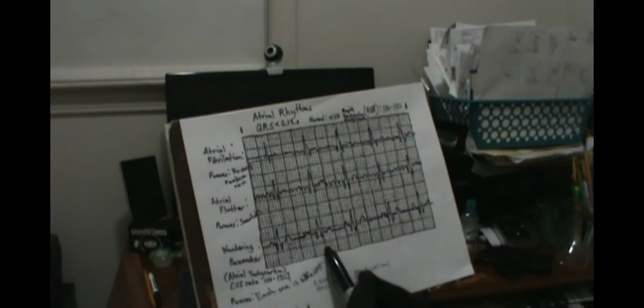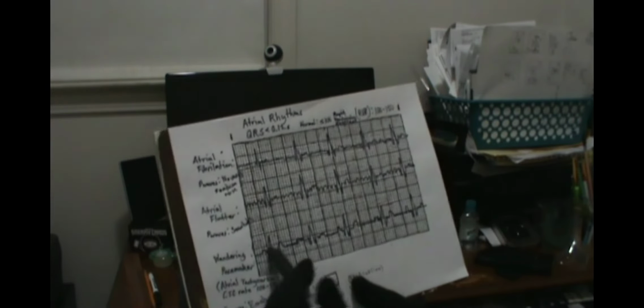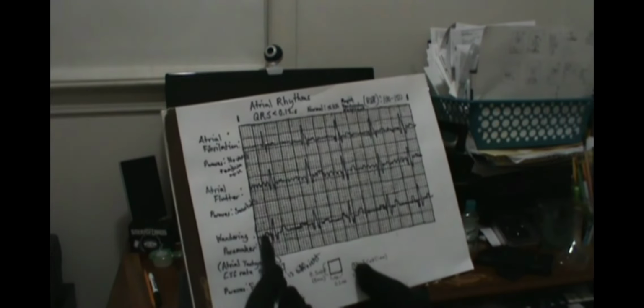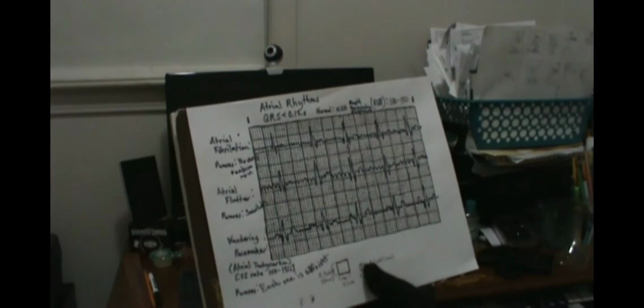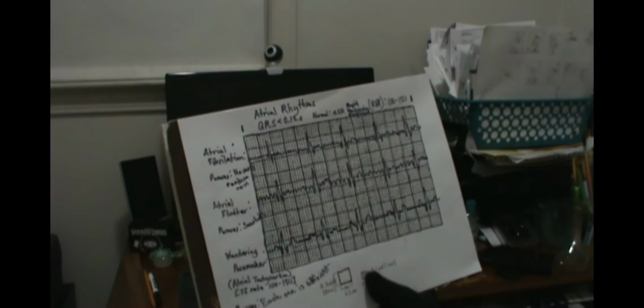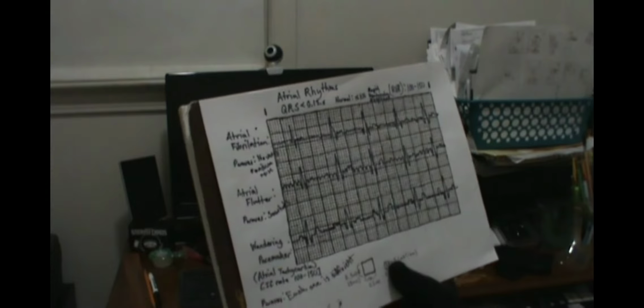For a wandering pacemaker, you will only have one P wave for each QRS complex. However, each P wave is going to be slightly different, so that way you can tell that it's originating from a different spot of the atrium.